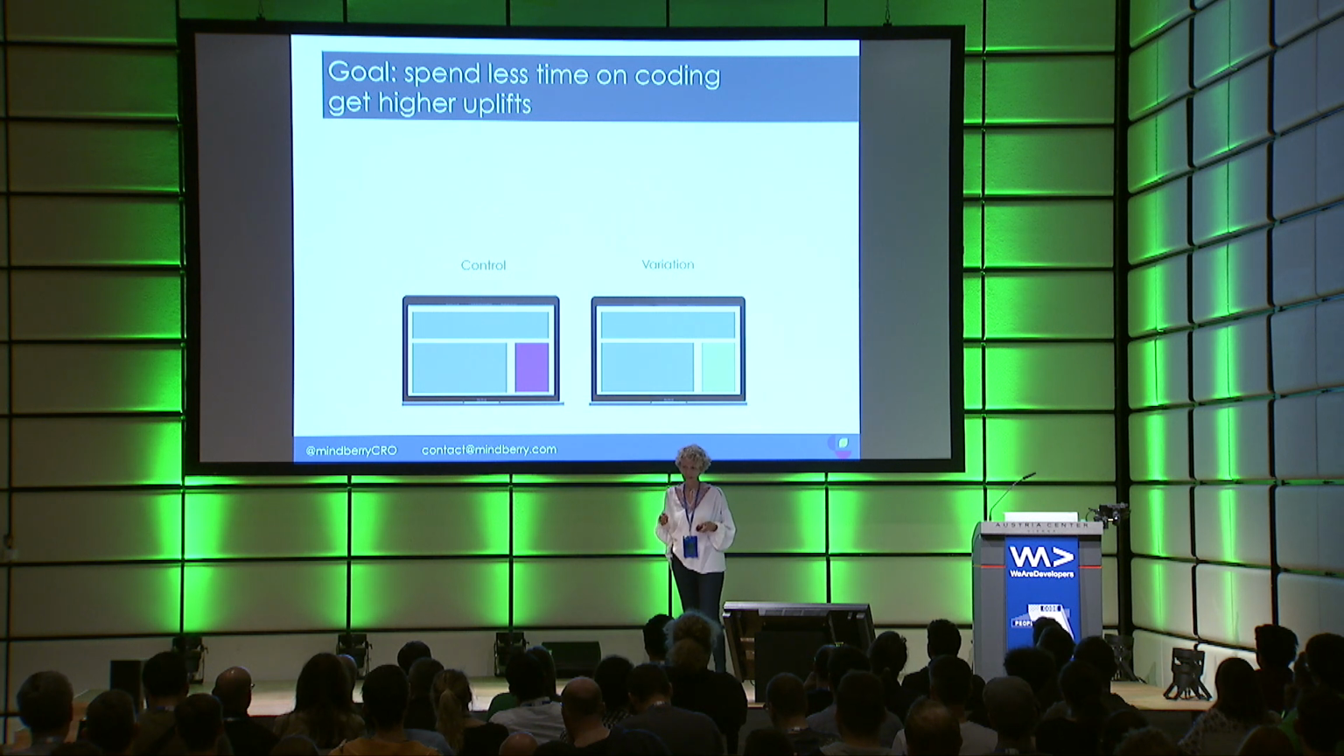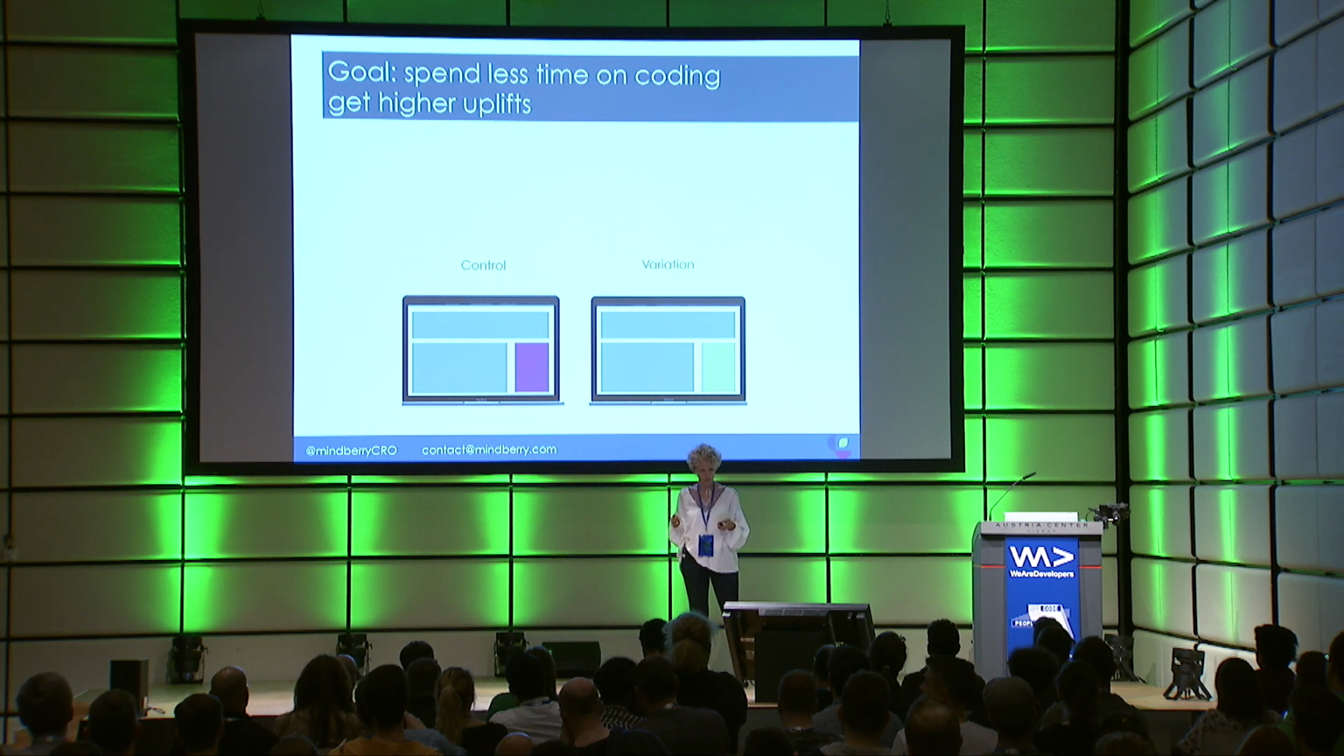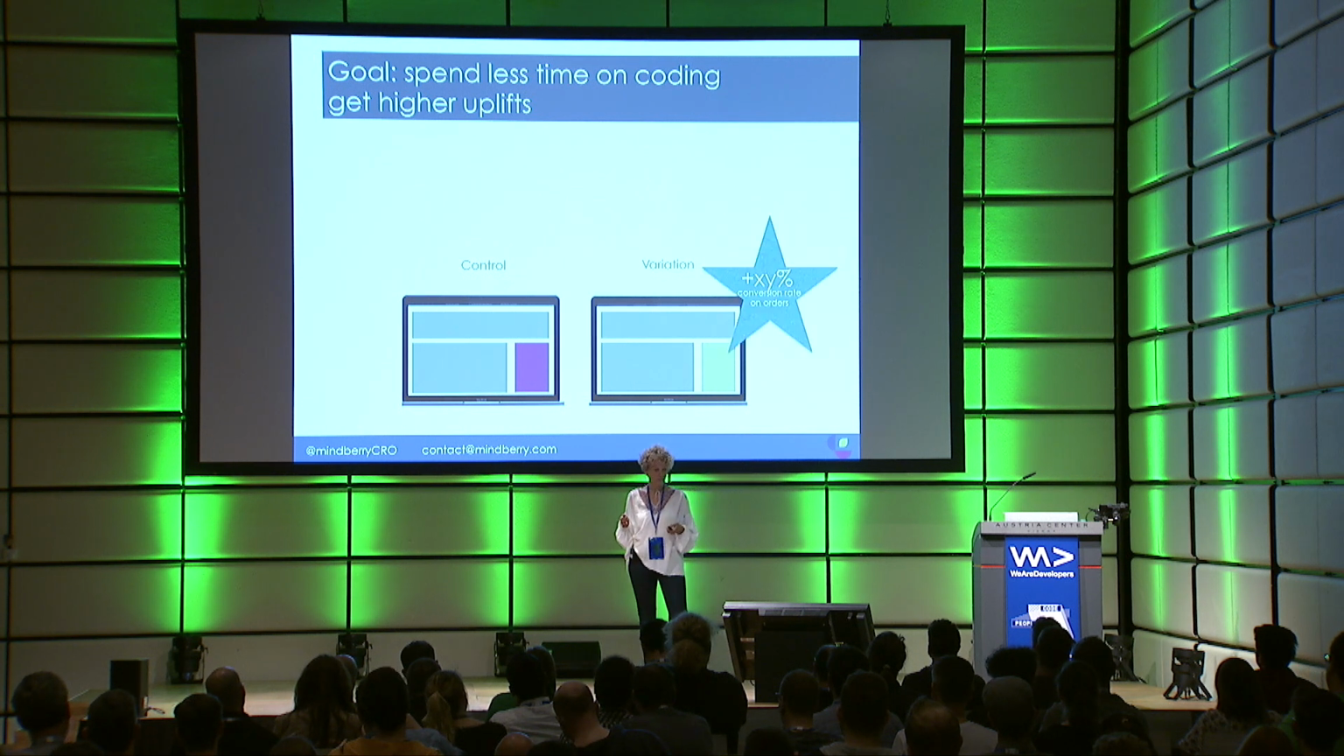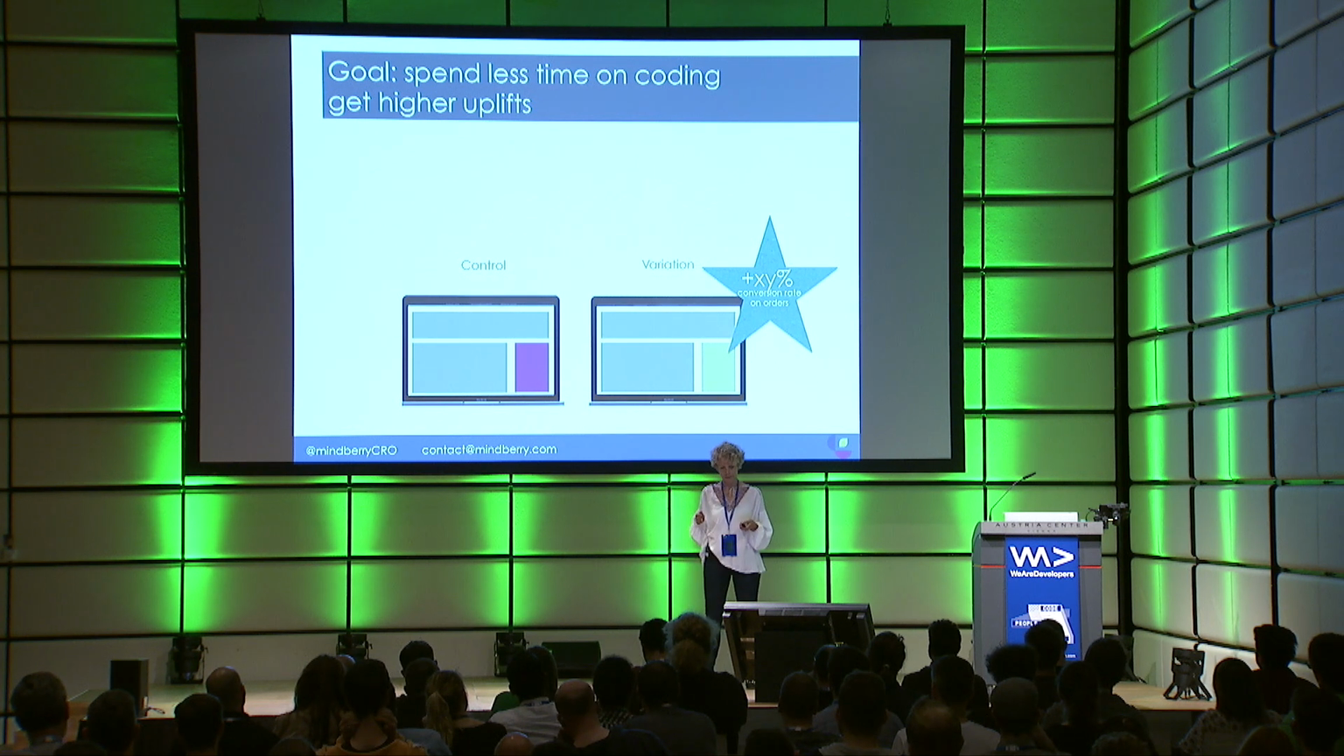So the goal when we do A/B testing is to get that variation up and running against the control. And ideally, because we spend time and money on it, we want it to win.